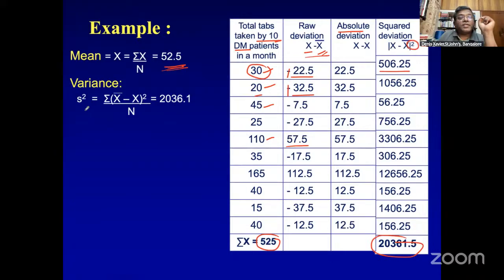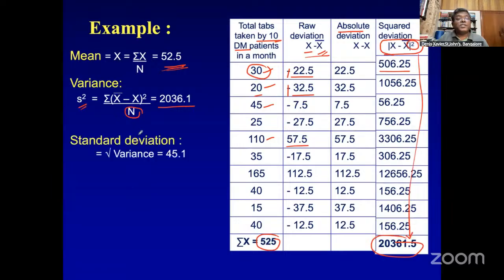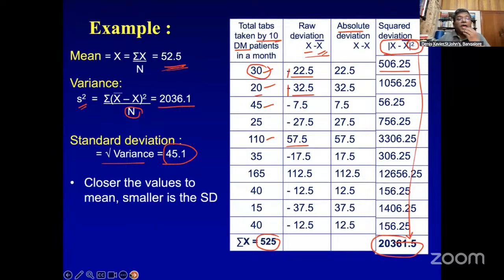So variance, S squared, is the sum of x minus x bar whole squared, divided by n, which is 10. We totaled it, and it gives us 2036.1. That is our variance. Now, the next one is very simple. Standard deviation is the square root of the variance, and it is 45.1. Okay, as simple as that.